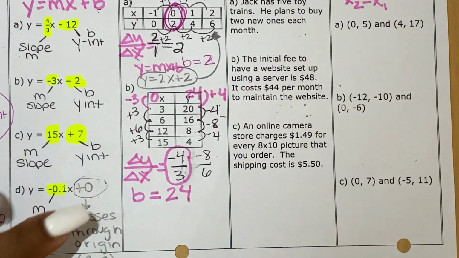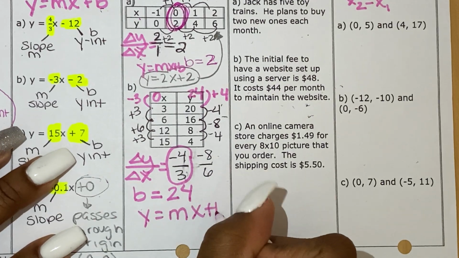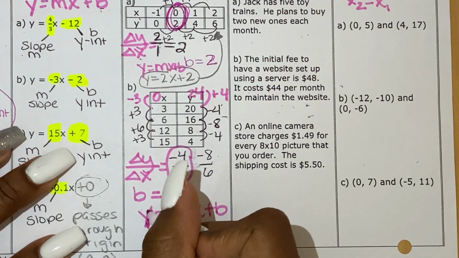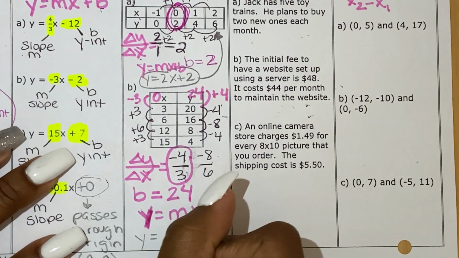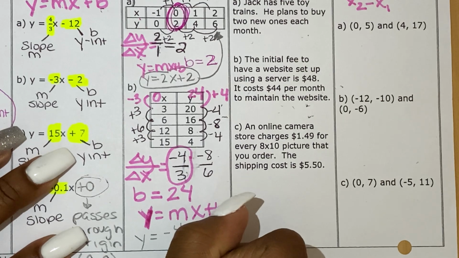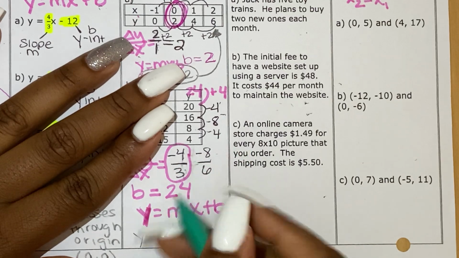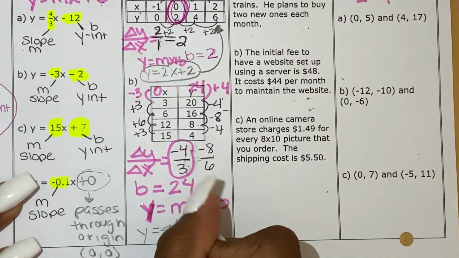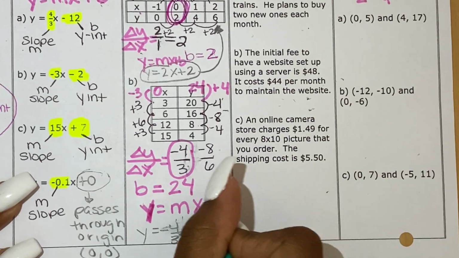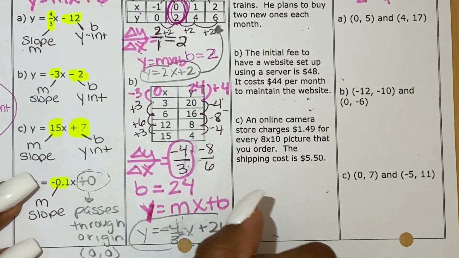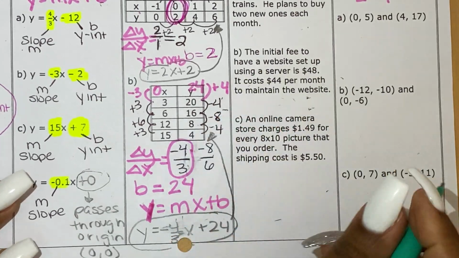Okay? Now I can plug it into slope-intercept form. Y equals mx plus b. Y equals negative 4/3, I'm sorry, got too close to that hole in my paper. Y equals negative 4/3 x plus 24. This is the equation for that table.